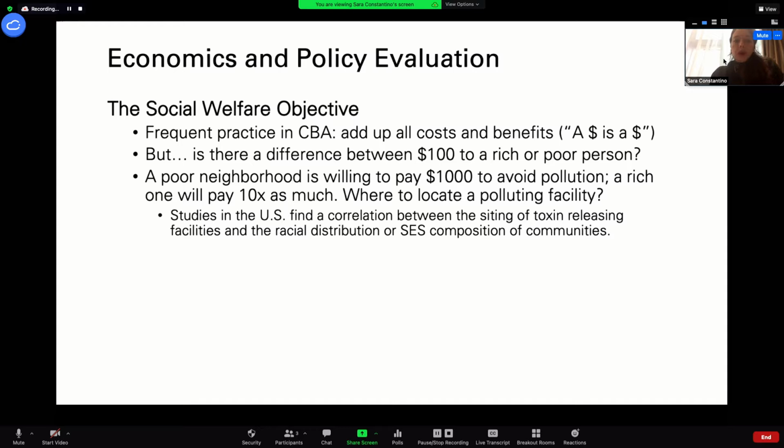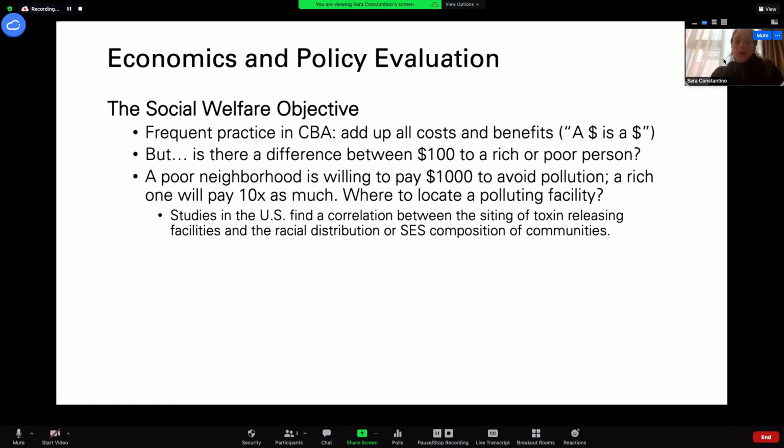So a frequent practice in cost benefit analysis is to add up all the costs and benefits, dollar for dollar, into a net benefit kind of summary measure without worrying too much about how they're distributed. The assumption here is just that a dollar is a dollar. But this raises the question of whether a dollar is a dollar, of whether there's a difference between $100, for example, to a rich person or a poor person.